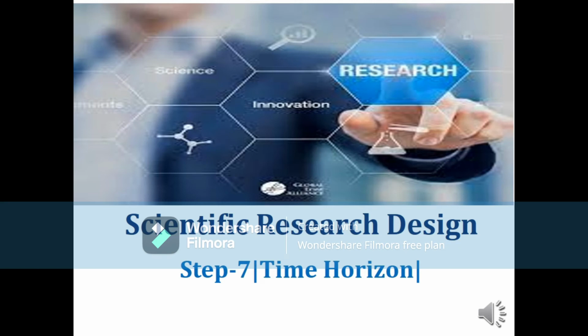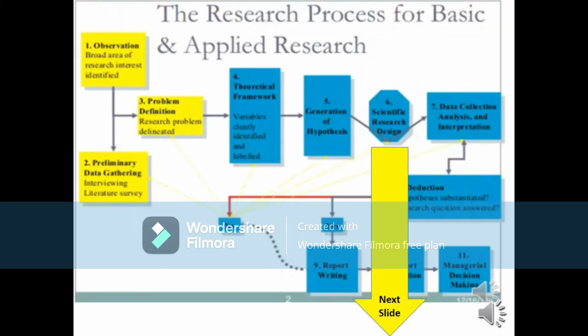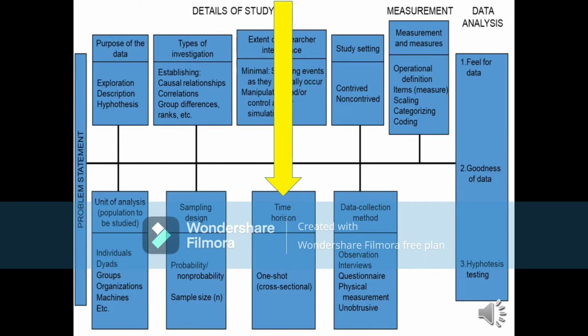Today we discuss scientific research design, step 7, time horizon. As you know, in the research process for basic and applied research, step 6 is scientific research design. The research design consists of three parts. The first part is the detail of study, measurement and data analysis. Nowadays we are discussing the detail of study. Today we discuss one part of the detail of study, which is the time horizon.